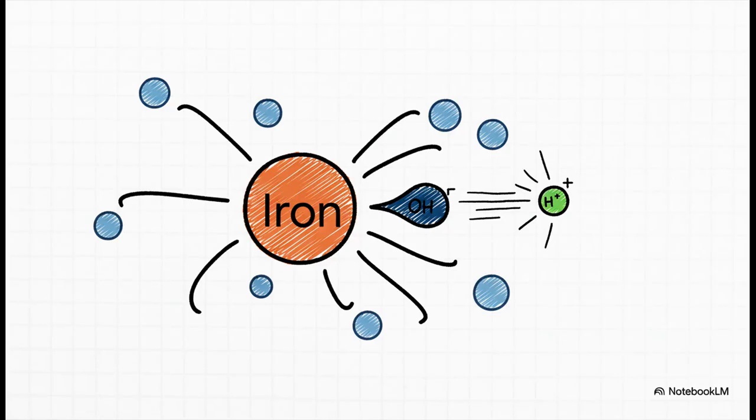Well, the reason is a neat little process called hydrolysis. You see, that positively charged ion is so attractive that it actually starts pulling apart the water molecules around it. This reaction releases hydrogen ions, those H+ ions, into the solution. And as you know, more hydrogen ions means a lower pH and a way more acidic solution.